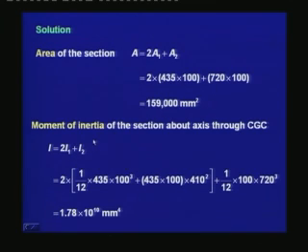Next, we are calculating the moment of inertia of the section about the axis through CGC. Here also I is equal to 2 times I1, since I1 is equal to I3, plus I2. To calculate I1, we are using the parallel axis theorem, which states that the moment of inertia about the axis through CGC is equal to the moment of inertia through the centroidal axis plus the area of the rectangle times the distance square, where the distance is the distance between the CGC and the centroidal axis of the top rectangle.